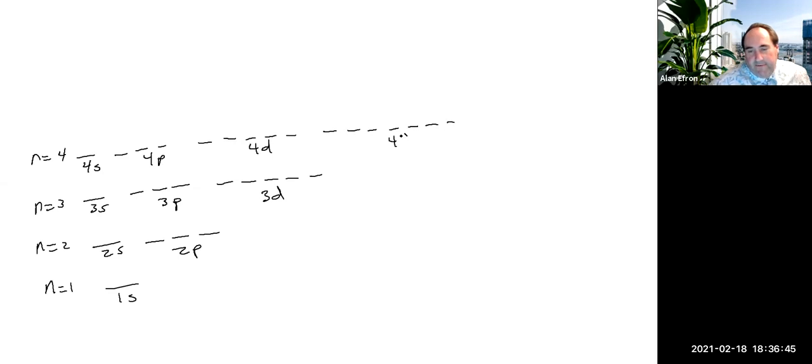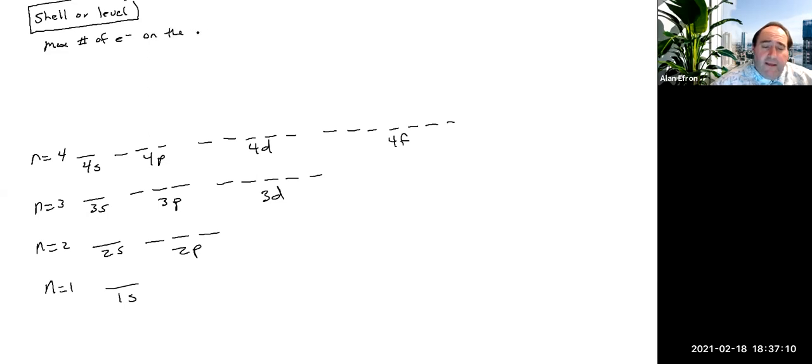Okay. So there are a couple of words that we sometimes use. First off, when we talk about this, it is sometimes referred to as a shell or a level. Those are two words that are sometimes used. So when we talk about what is the maximum number of electrons on the n equals 2 shell or level, why don't you take a second and see what you think the answer is, and we'll talk about what it is.